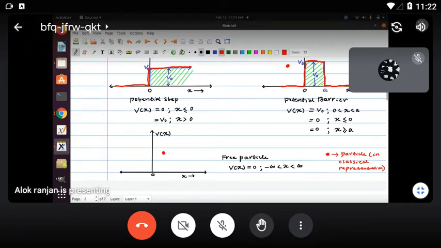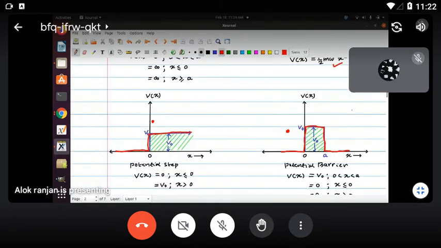And as I said, the red, bold, filled circle represents the position of the particle at an instant of time. It could be here, or here, or here, or somewhere else, depending on the energy associated with the particle.